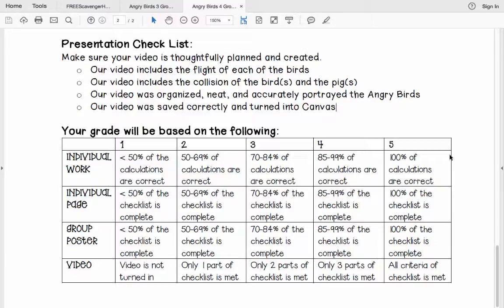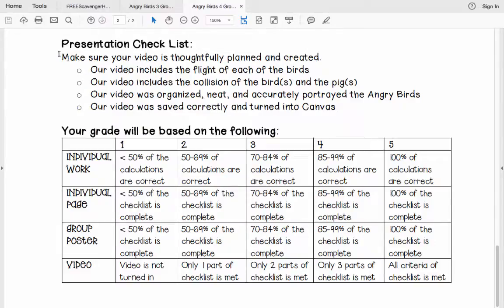Now these are going to be graded similarly. I will give the group a grade for the poster and for the video, but if I can tell that one person is really slacking or one person is maybe really carrying the team, then I will grade it on a more individual basis. But if I can tell that about an equal amount of work was put in, then everybody on the team will get about the same grade for the poster and the video.